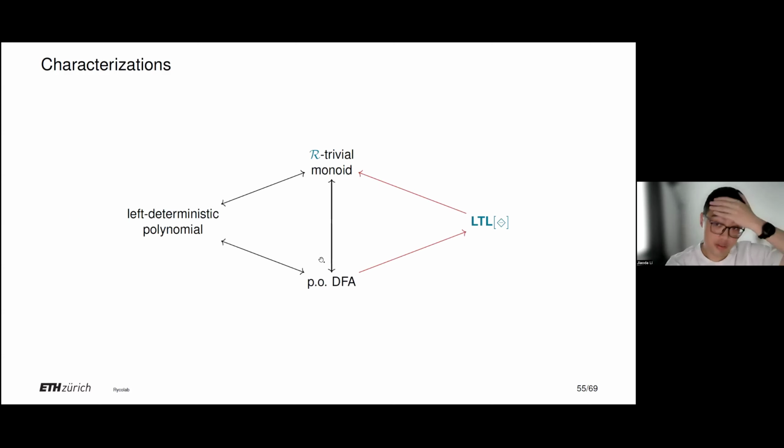Yep. So the question that follows is: what is the exact expressive power of LTL past? It's not interesting if this is just something we come up with and no one understands it. But we managed to prove that it's equivalent to a quite well-studied class of languages called left deterministic polynomials. They are equivalent to R-trivial monoids and partially ordered DFA, deterministic finite automata. Due to time constraints, I'm not going to introduce the definitions for these two, but I will briefly discuss the partially ordered DFA.